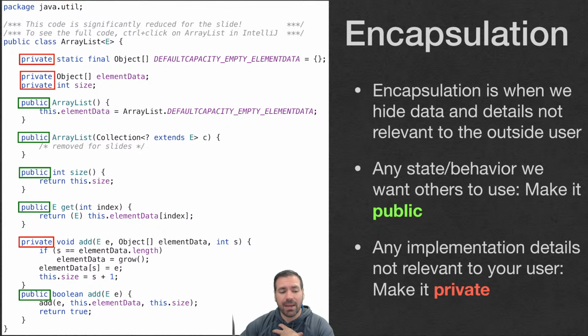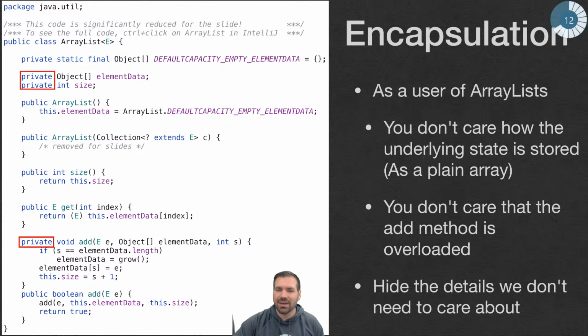So that's what they make public. And then this helper method that takes 3 parameters and grows the underlying array and all this stuff, all those details, nobody using an array list really needs to know how any of that works. So they're going to make that private. So any of the details are going to be hidden from us.